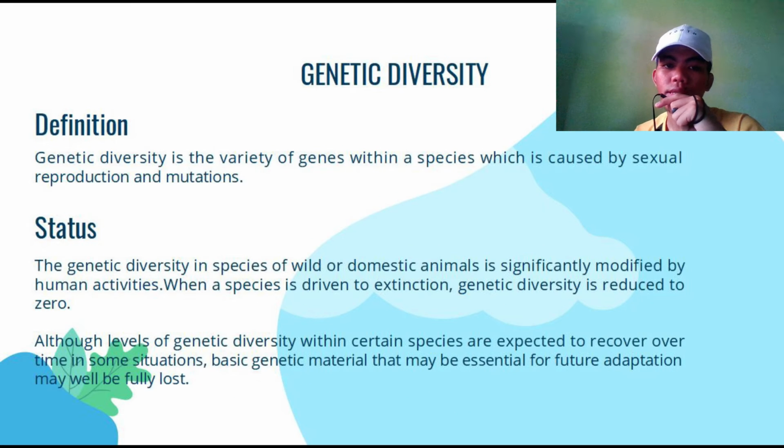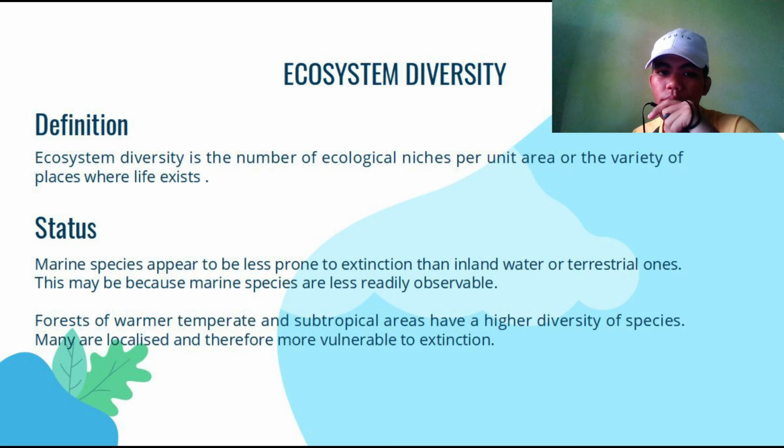The next one is genetic diversity. Genetic diversity is the variety of genes within a species, which is caused by sexual reproduction and mutations. The genetic diversity in species of wild or domestic animals is significantly modified by human activities. When a species is driven to extinction, genetic diversity is reduced to zero. Although levels of genetic diversity within certain species are expected to recover over time, basic genetic material that may be essential for future adaptation may well be fully lost.